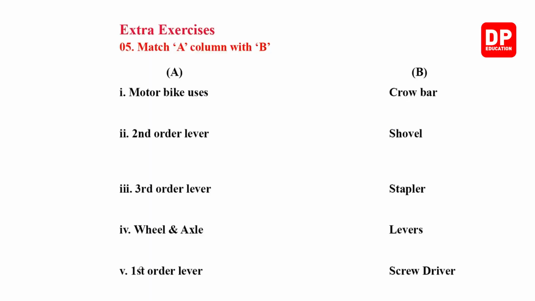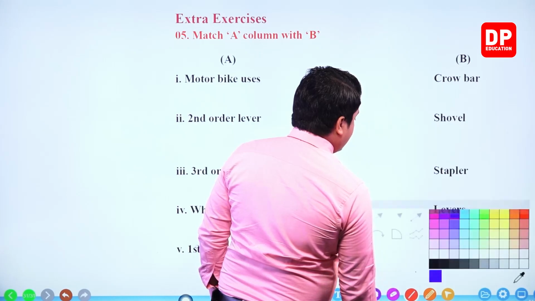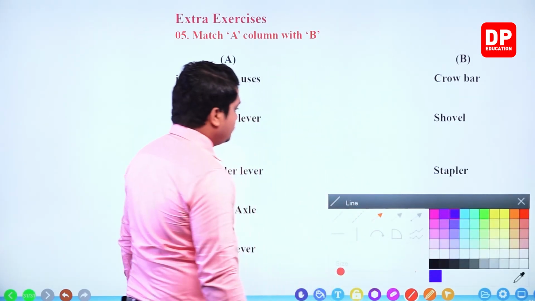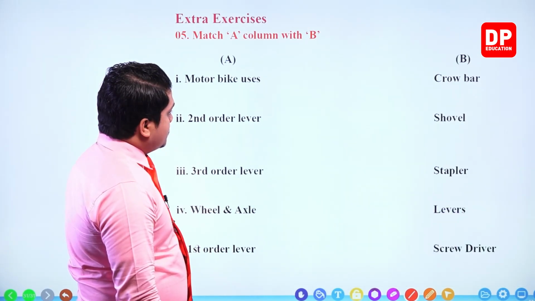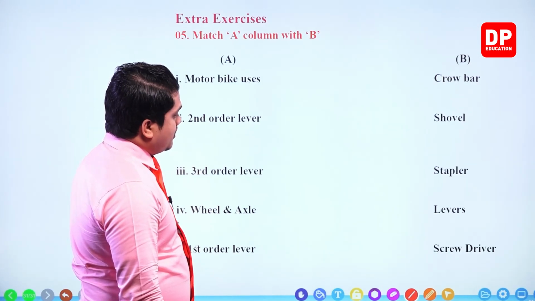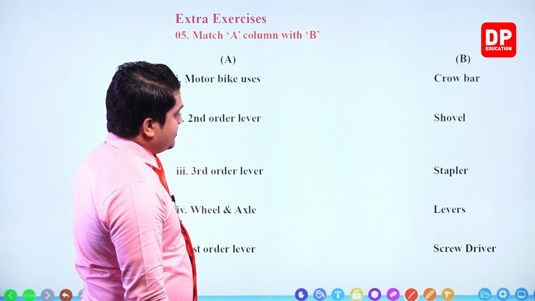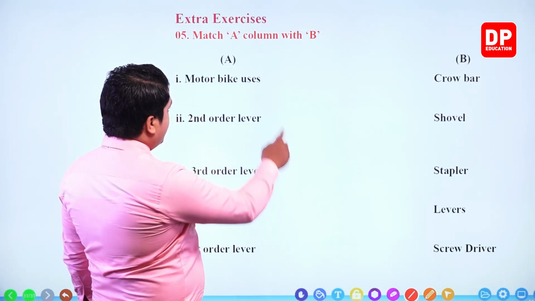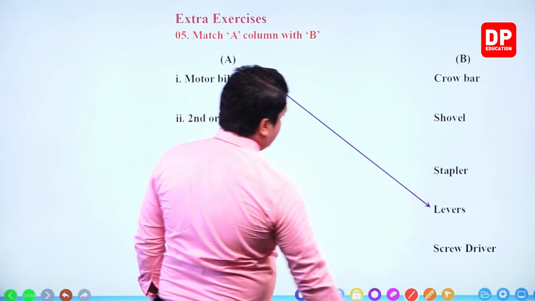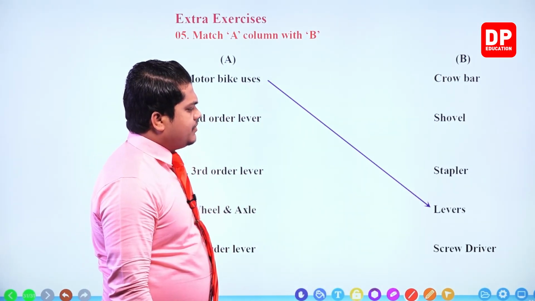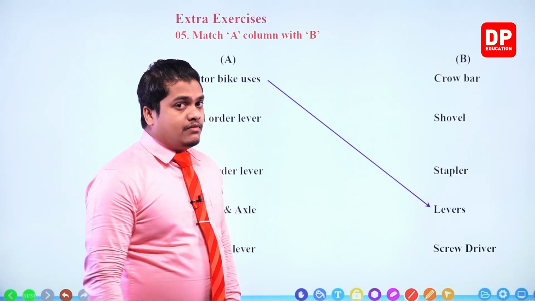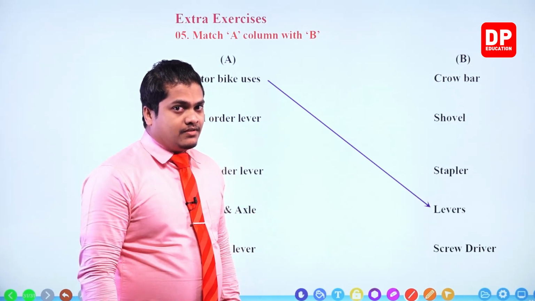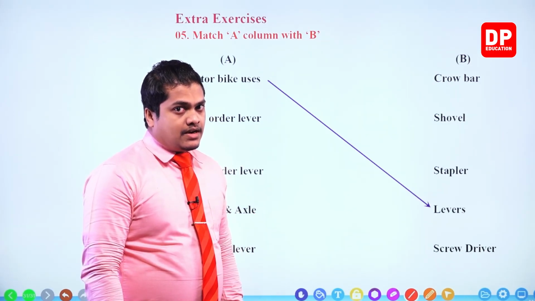Then the next one, match A with B. You need to match them. So let's match these things then. Motorbike uses: stapler, shovel, crowbar, screwdriver. So what is the correct one? Levers, right? A motorbike is using levers. It's not going to use a stapler or screwdriver, shovel or crowbar. However, within a motorbike, we can observe levers, like within the brakes of the motorbikes, there are levers.